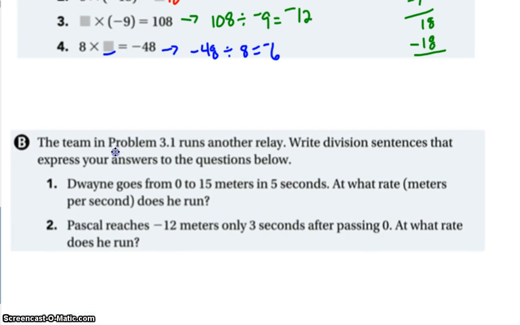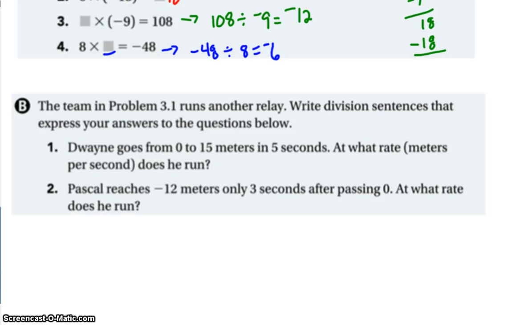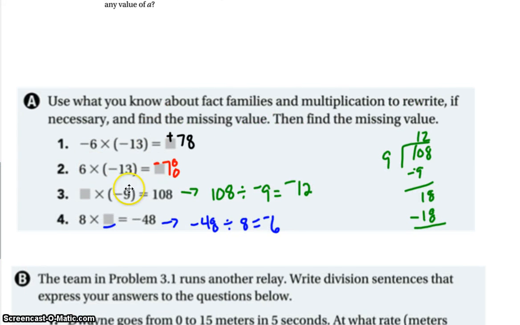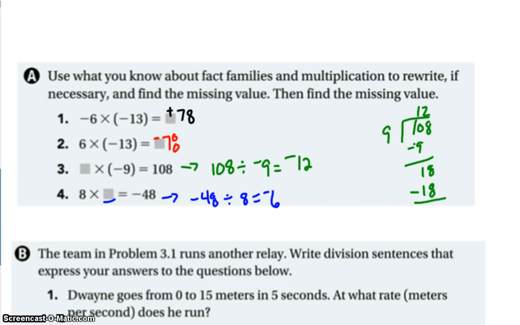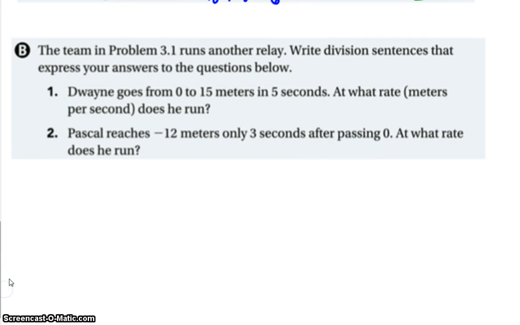As you can tell from what we've done today so far, the multiplication and division, when tied to the sign or the positive or negativity of a number, is related in division just like it is in multiplication. So let's take a look at problem B from page 61 now. B1 says that the team in problem 3.1 runs another relay. Write division sentences that express your answers to the questions below.